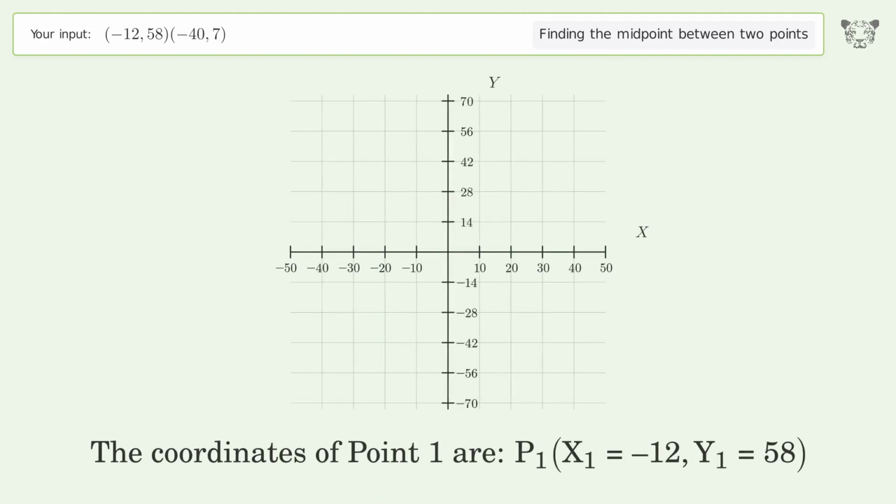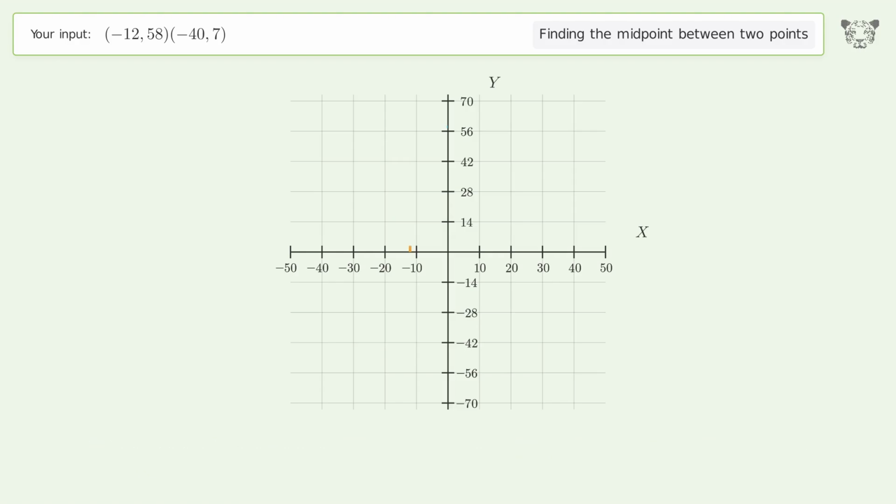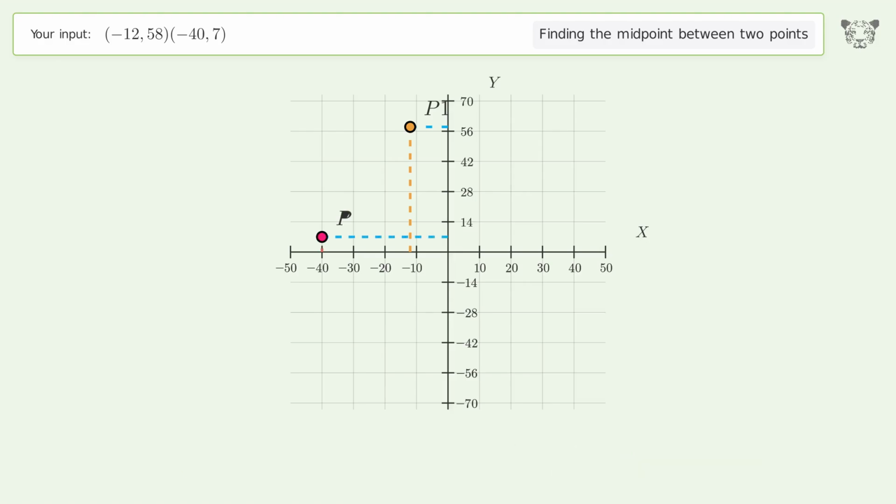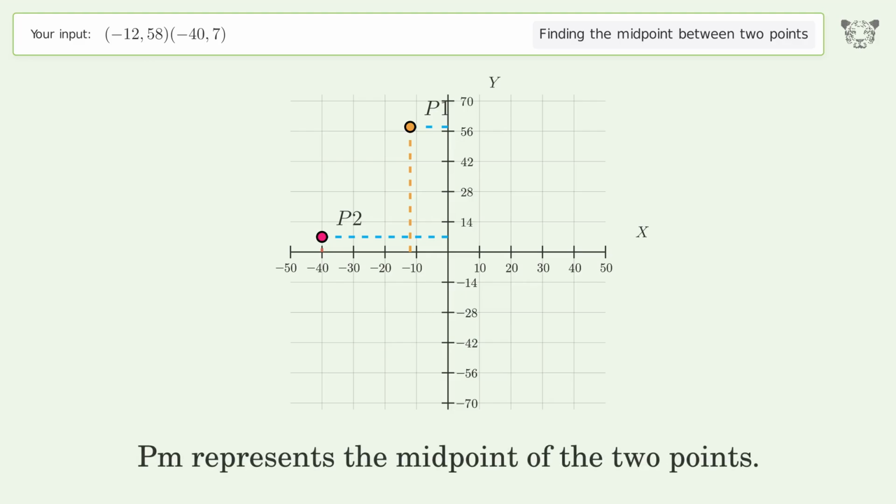The coordinates of point 1 are x1 equals -12, y1 equals 58. The coordinates of point 2 are x2 equals -40, y2 equals 7. PM represents the midpoint of the 2 points.